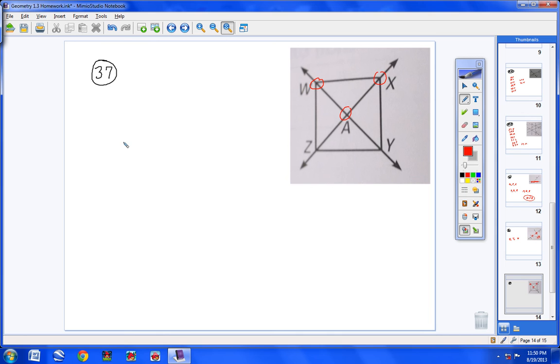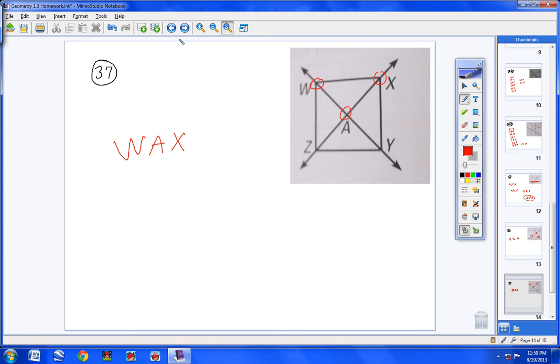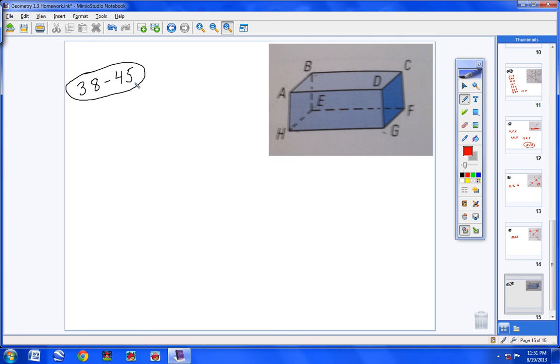Now, let's go back to the last problem. Is there more than just one answer? Most definitely. There's quite a few answers. Is there more than one answer for 37? Definitely. I'm just going to give one, and we're going to move on to save time, but yes. All right, 38 through 45, and we're done. I told you guys it would not take long, okay?